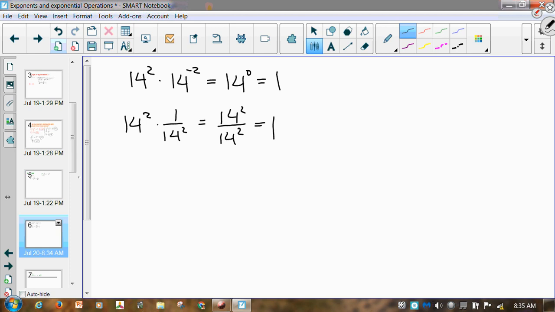What about x to the 8th divided by x to the 14th? Okay, we're going to use the subtraction rule here, and this will be x to the 8 minus 14, which is equal to x to the minus 6. And we said we don't like negative exponents normally, so we would rewrite this as 1 over x to the 6. Okay?